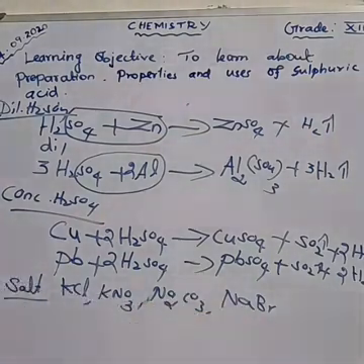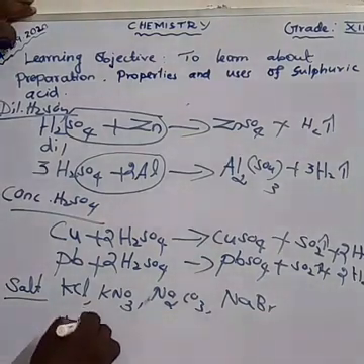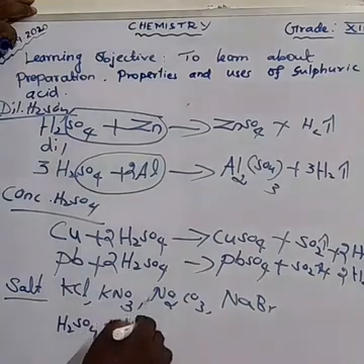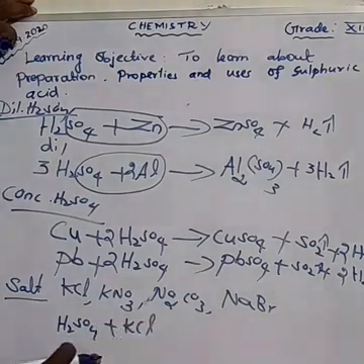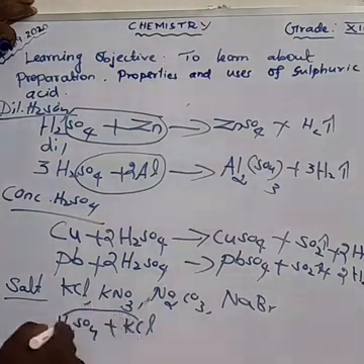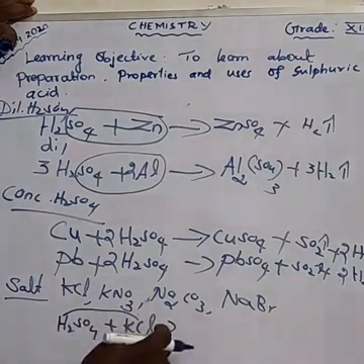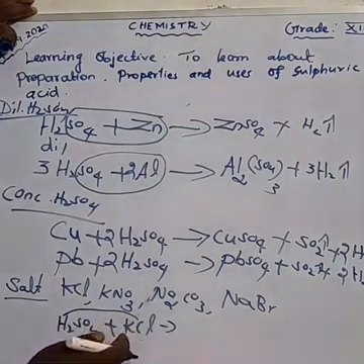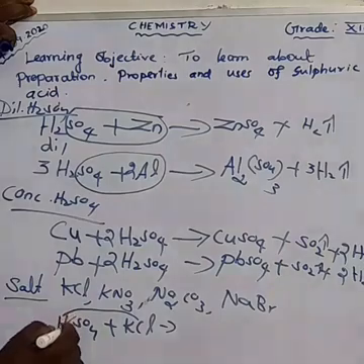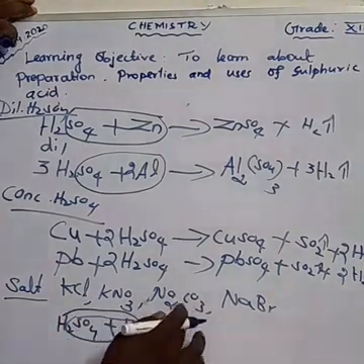Here, sulfuric acid H2SO4 reacts with KCl. So what is the product obtained? One of the hydrogens combines with chlorine to form HCl. What is the remaining product? Potassium combines with the bisulfate to form KHSO4.